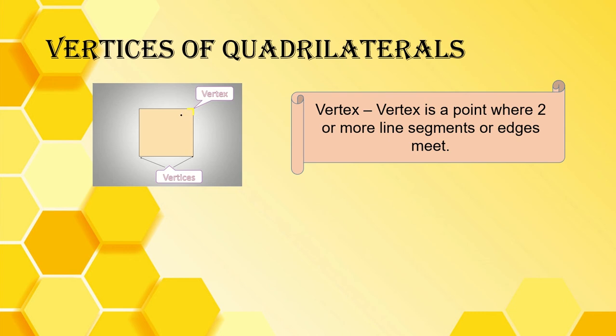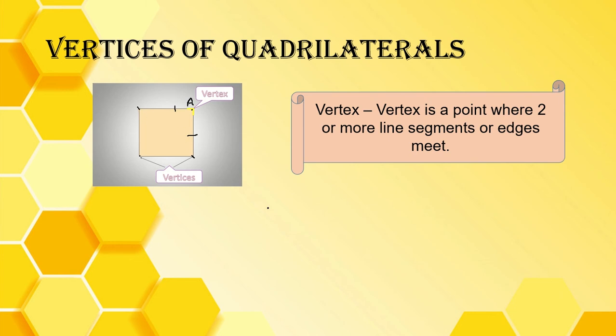See in the figure, I have these two line segments, 1, 2, and both are meeting at this point. Let it be A. So vertex is A. What is vertex? It is a point where two or more line segments or edges meet. So how many vertices are there in this given figure? Of course, 4. As you can see, A, first vertex, second vertex, third one, and this fourth one with the black dots. I think it is clear to you.